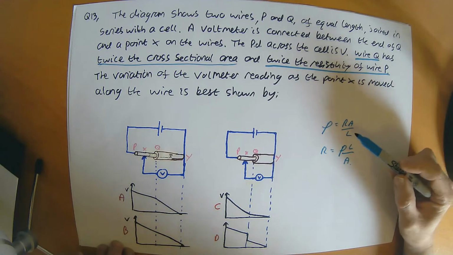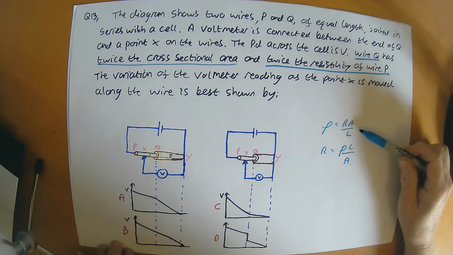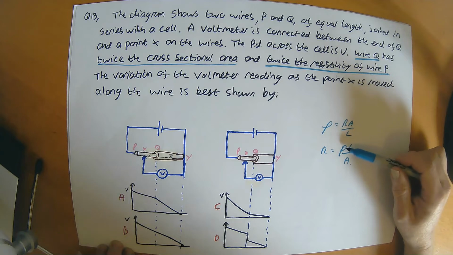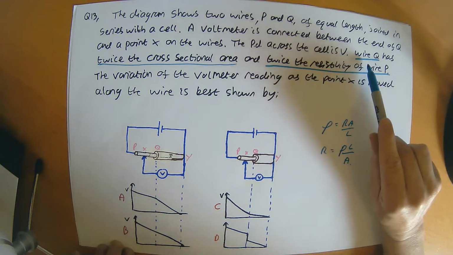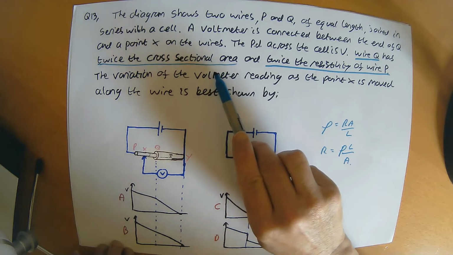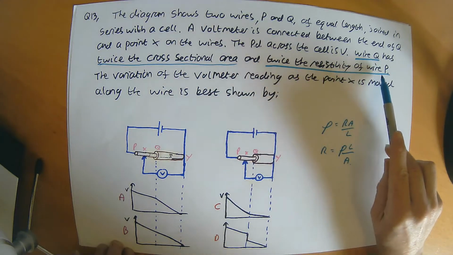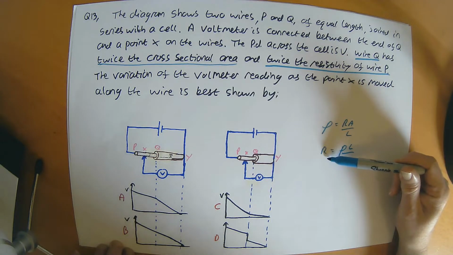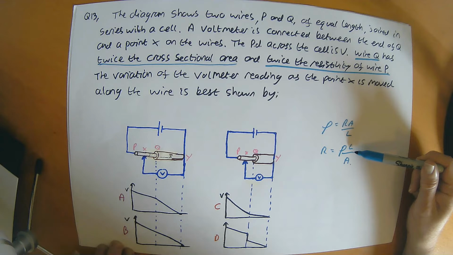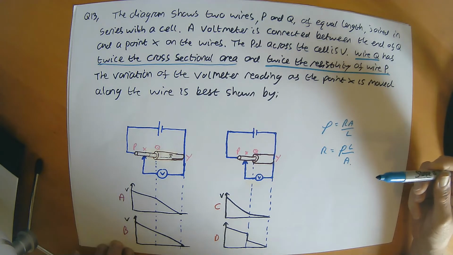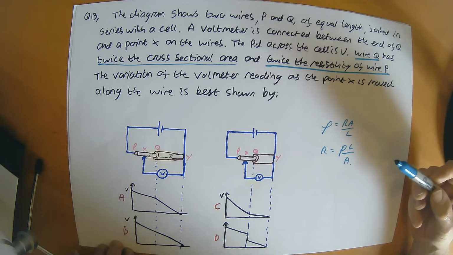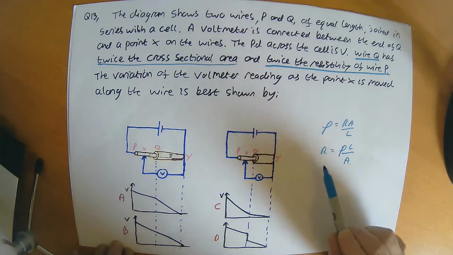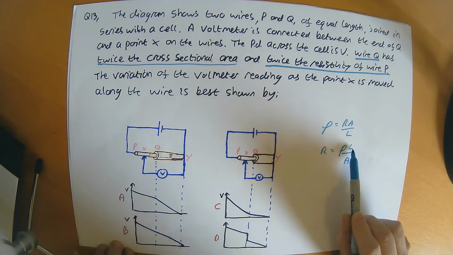So the equation that will tell you the resistivity of a material, ρ equals RA over L, also tells you that the resistance of a given length is ρ over A. But we're told in this question that YQ has twice the cross-sectional area and twice the resistivity of P. If we double both of these things, that has no effect on the resistance for a given length. So we know that the resistance per unit length of YQ is the same as the resistance per unit length of wire P, and that the resistance is proportional to the length.